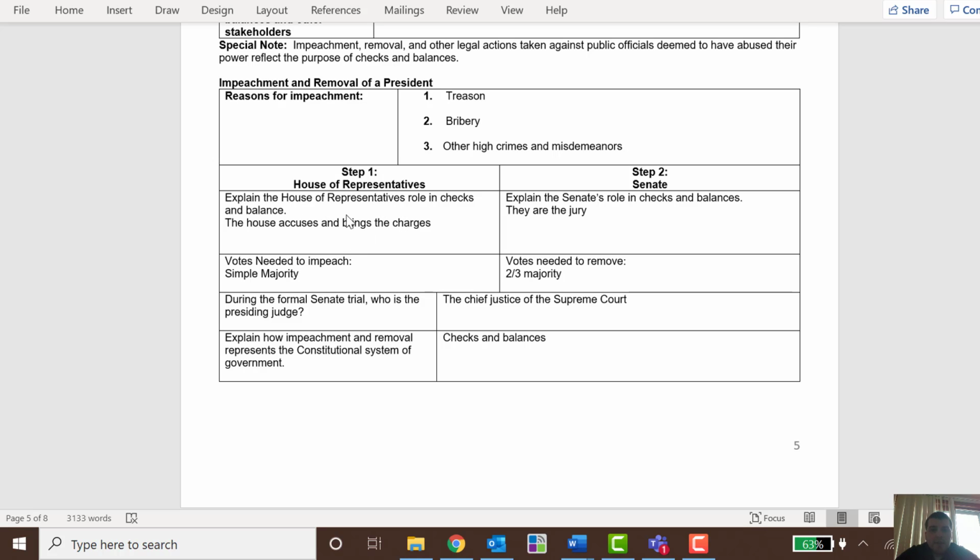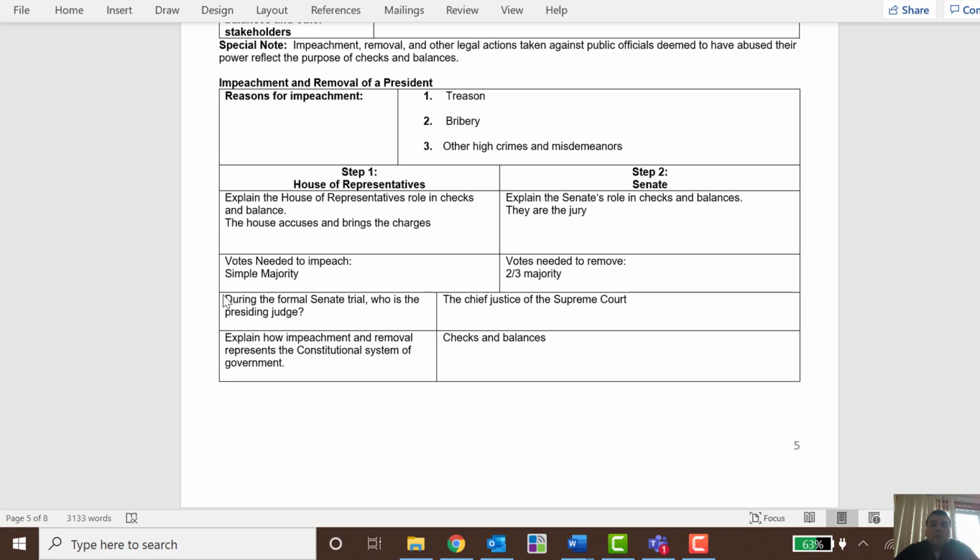But the House of Representatives is going to basically go through, need a simple majority to impeach the president. They kind of act more as the grand jury. So, what's the evidence say? Is there enough to try to impeach him? And then, if they get a simple majority, the president is impeached. So, remember, being impeached does not mean being removed from office.